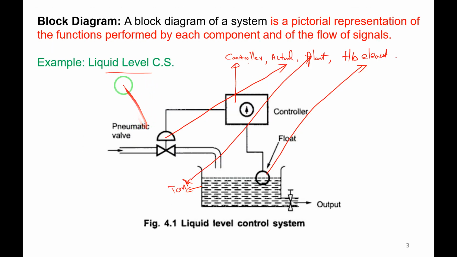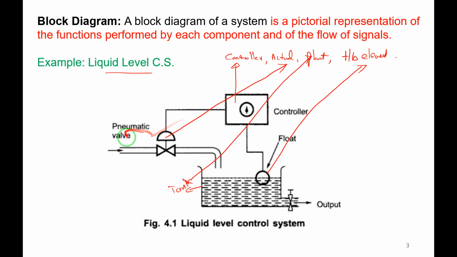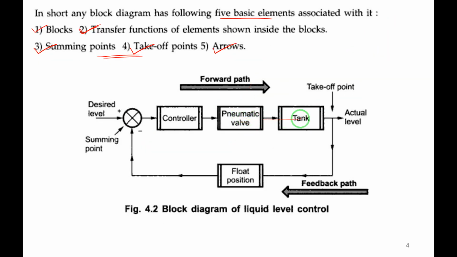Okay, this is the liquid level control system. Now we will represent this in terms of a block diagram. The controller we have represented. As I told you, the pneumatic valve is the actuator. Then the tank is the plant.